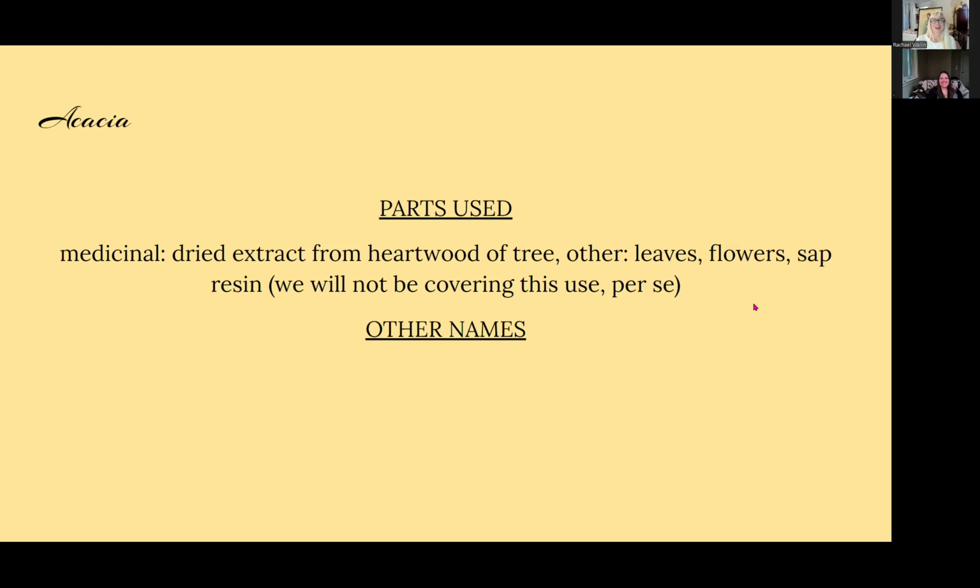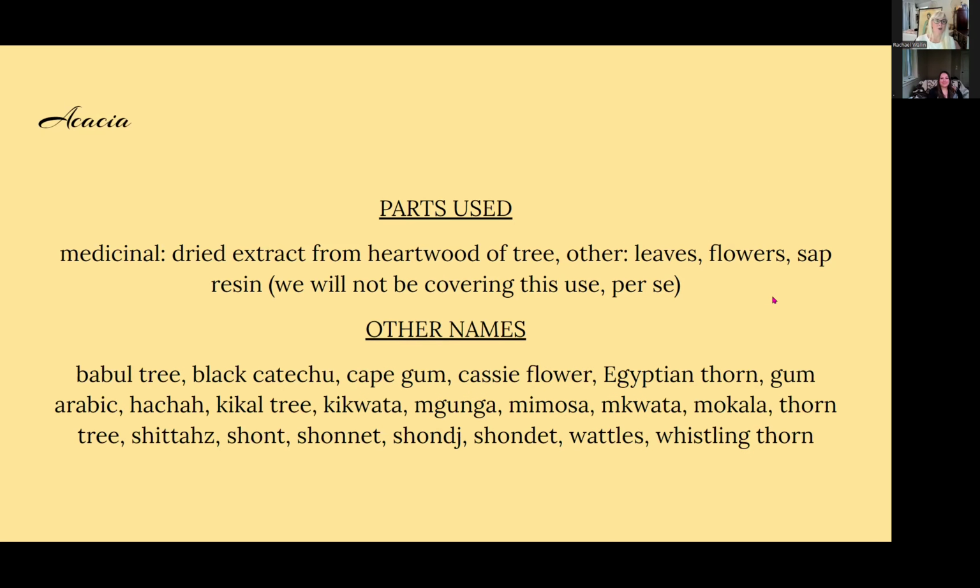Okay, so other names, and there's a bunch here too. Babul tree, black catechu, cape gum, Egyptian thorn, gum Arabic. Oh, there it is, gum Arabic. Hacha, kikal tree, kikwata, magunga, mimosa, but it's not the pink mimosa, so do not get confused. Makwata, mokala, thorn tree, shittah, shanj, wattles, and whistling thorn. A lot of these names make an appearance in our talk today.